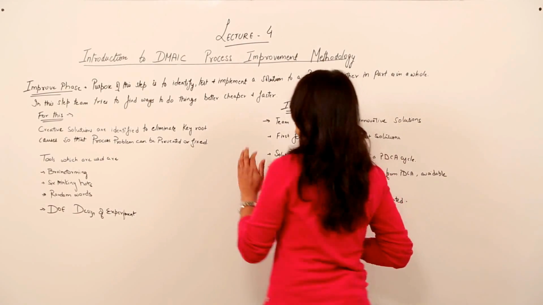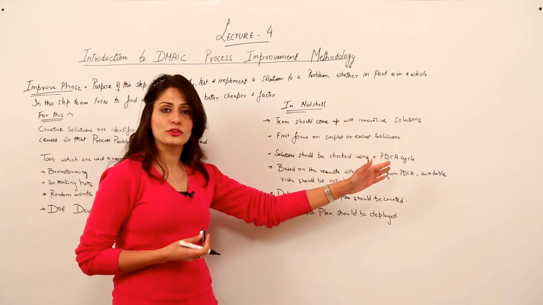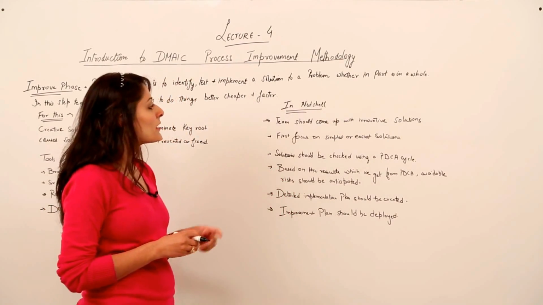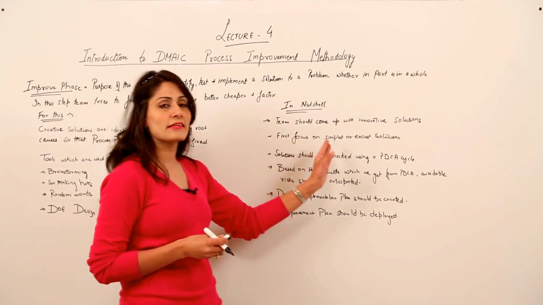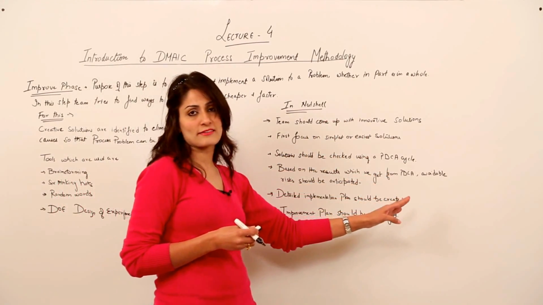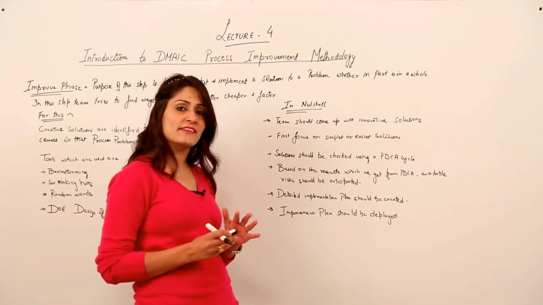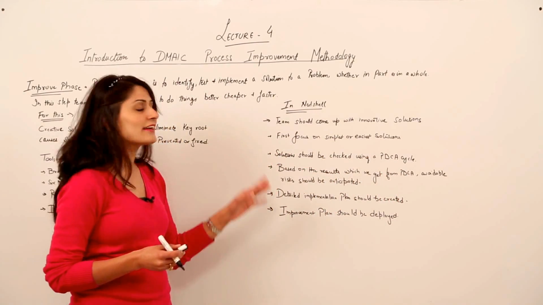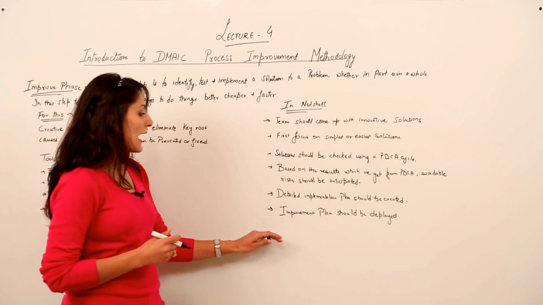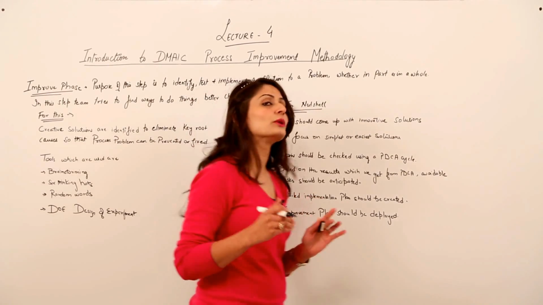Then in a nutshell, what is the purpose of this phase? The team should come up with innovative solutions, whatever solutions we get from techniques like brainstorming, six thinking hats, etc. And we should first focus on the simplest or easiest solutions. Solutions should be checked using the PDCA cycle. Now you all know what a PDCA cycle is, and based on the results we get from the PDCA cycle, avoidable risks should be anticipated. And then a detailed implementation plan should be created and the improvement plan should be deployed. So this is all we have to do in this phase.